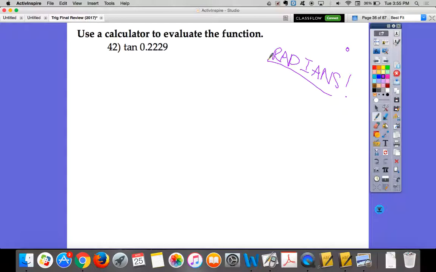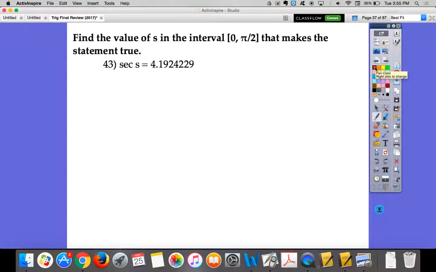Okay, so we're going to type tangent and then 0.2229, enter. And what's weird is it doesn't change a whole lot. That's what we get. It just looks a little odd when you're doing radians, but you have to remember how they're measured. 1 radian is around 60 degrees. So find the value of S, which is just your angle. If that bothers you, change it to X. In the interval of 0 to pi over 2, so we're doing first quadrant, that makes the statement true.